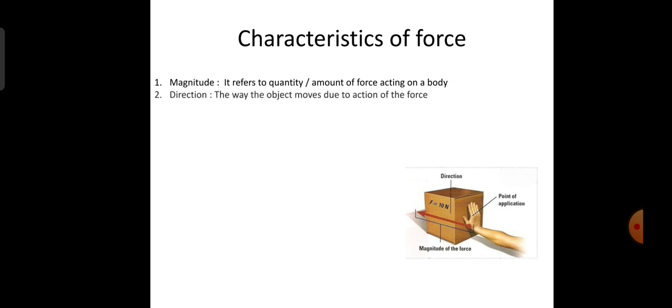Next is direction. Here you can observe that the body is moving along the direction of the push. So the body is moving along the direction of the force applied. It travels along the way in which the force is applied. That line of action or that way is called the direction of the force. Here the red color arrow mark indicates the direction.